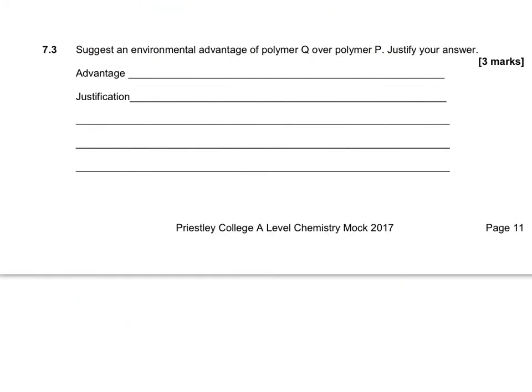Suggest an environmental advantage of polymer Q over polymer P and justify your answer. Well, polymer Q is a condensation polymer, which means it can be broken down easily. So if it's put into landfill, it will break down. It's biodegradable. So the advantage is Q is biodegradable. And we've got to justify the answer. So we need to say why it's biodegradable.